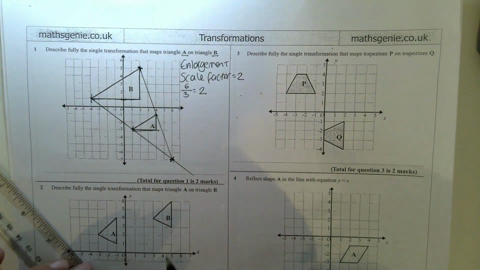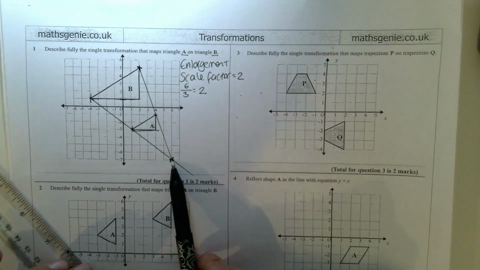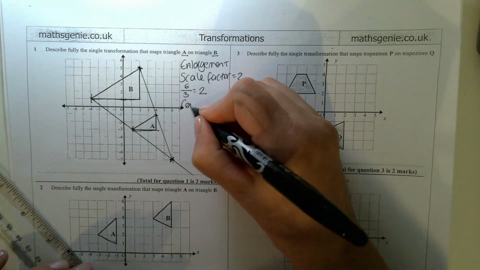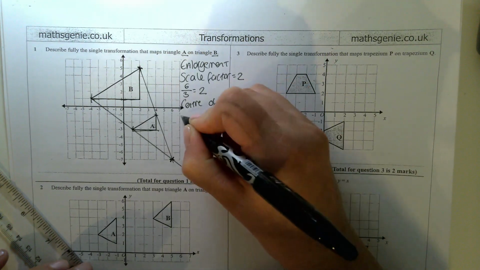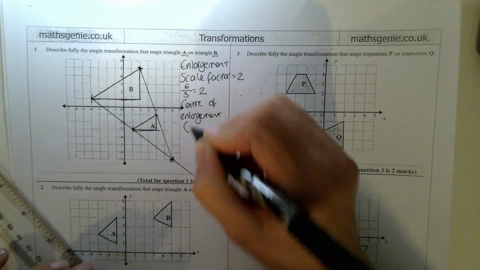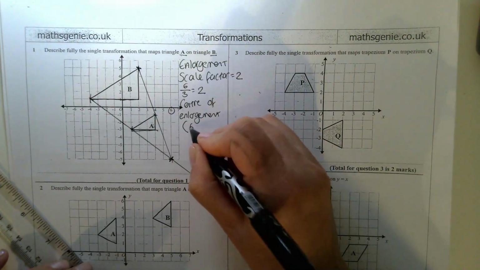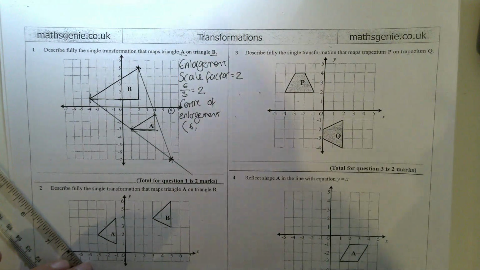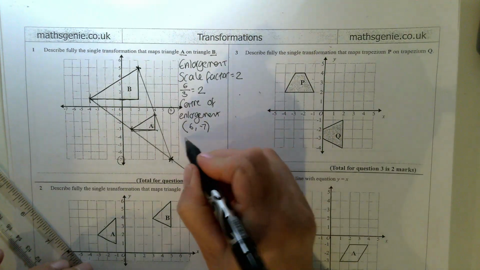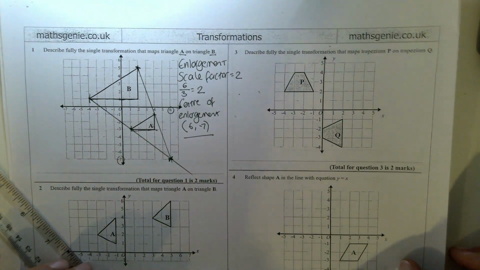So they both pass through the same coordinate. This is called the centre of enlargement. So we're going to write centre of enlargement and then write that as a coordinate. It's 6 along your x-axis and then -7. And there you go, that will get you full marks.